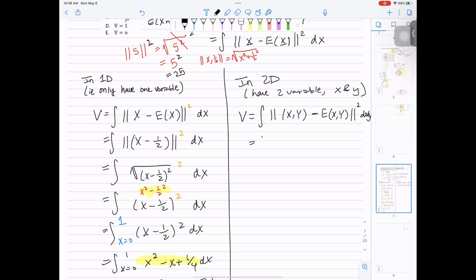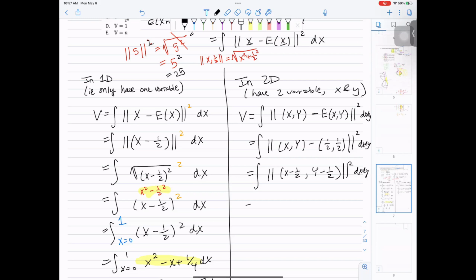Okay, continuing. Now here I have a vector minus, let me just write it out step by step. A vector, what is the expectation of x and y? They're both 1/2 and 1/2, as they told me in the problem. So now I have a vector minus a vector. How do I do vector subtraction? I subtract things component-wise. So this is x minus 1/2 comma y minus 1/2, squared, dx dy.